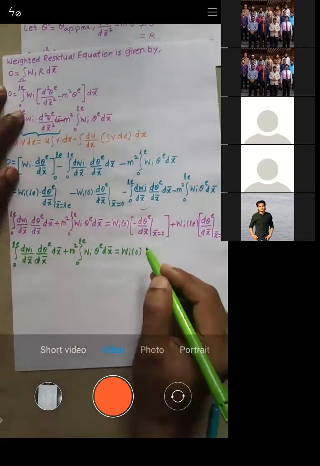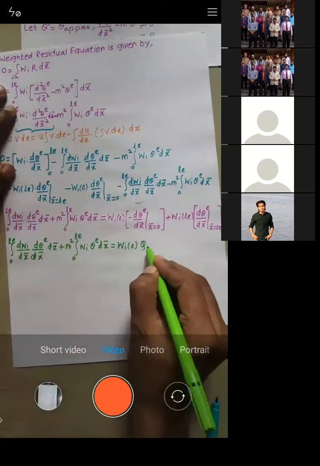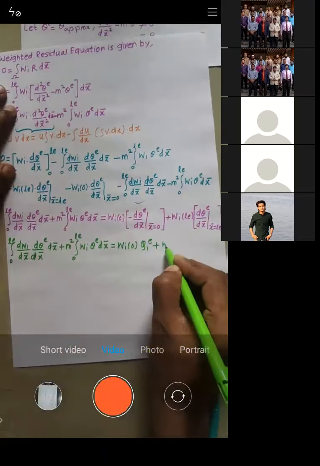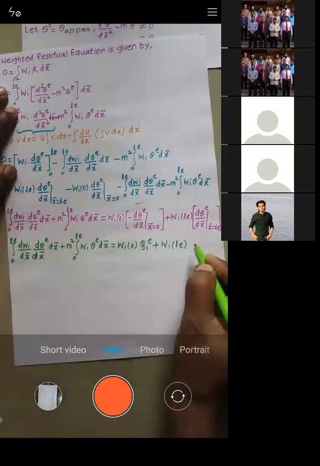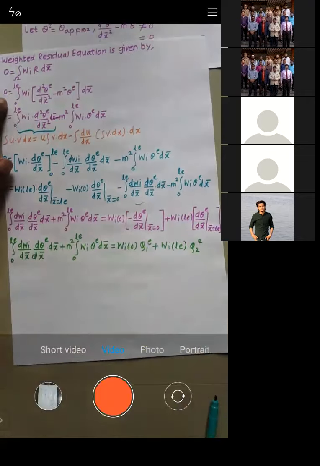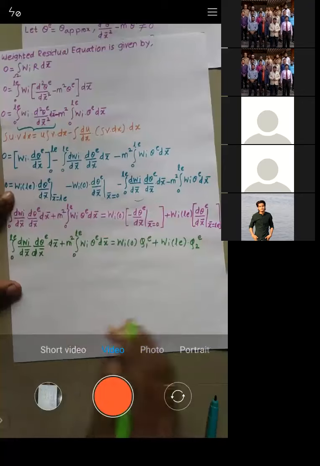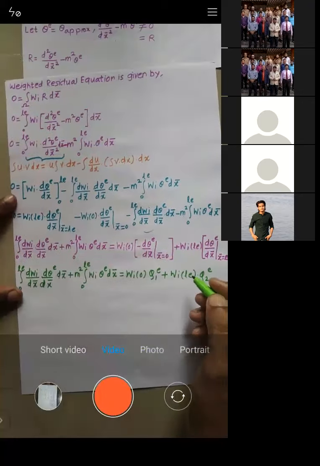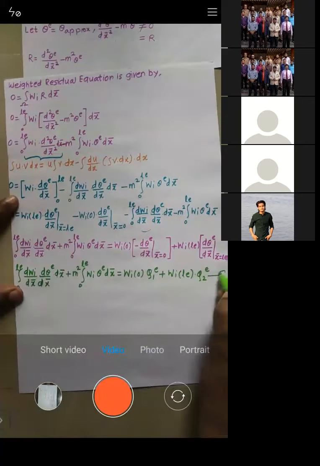Now this term I will call Q1E, into Q1E, plus weight function at LE, and this term I will call Q2E. Is it okay or not? Yes or no? So let me call this equation number 1.